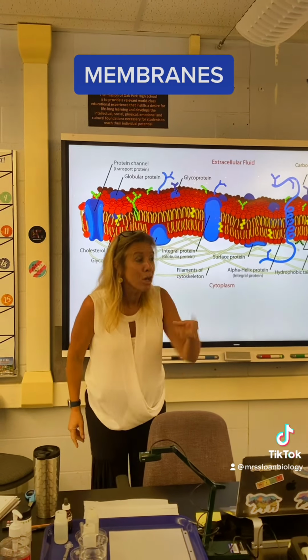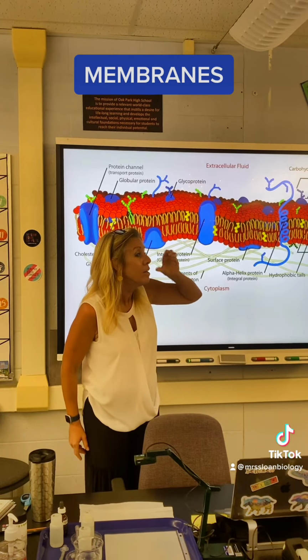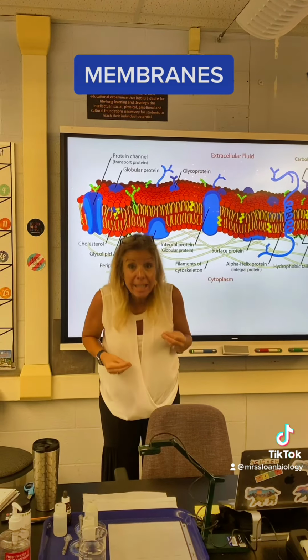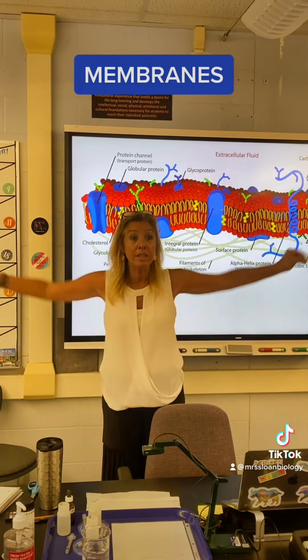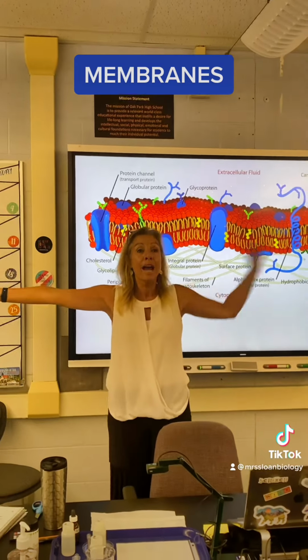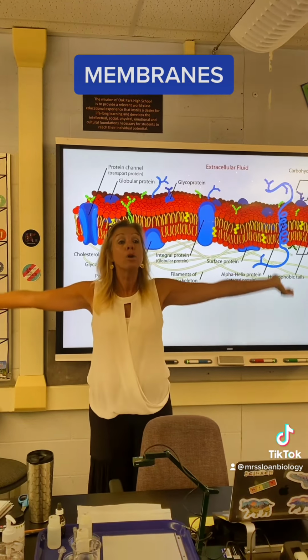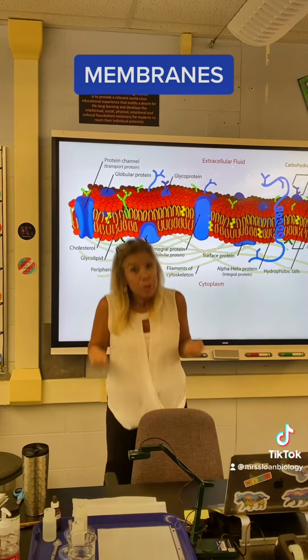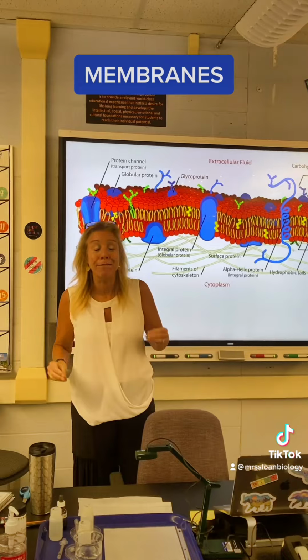Endocytosis, 3 types. What do we call this one? Cell drinking, and that's called pinocytosis. This would be cell eating, and we call that phagocytosis. And then where it binds on and then does this, what do we call that? Receptor-mediated endocytosis. Good.